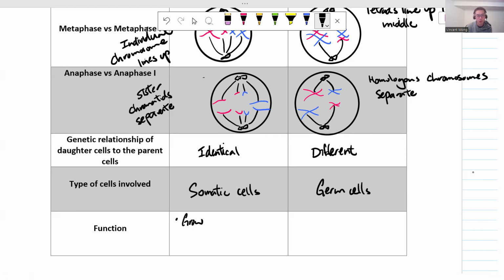Function: to grow and develop, repair damage. Okay. And that's it for human. We're talking about humans, right? For meiosis, the function is formation of gametes.